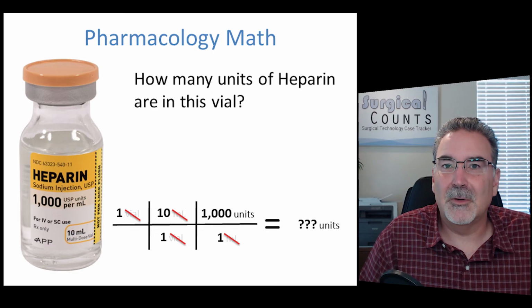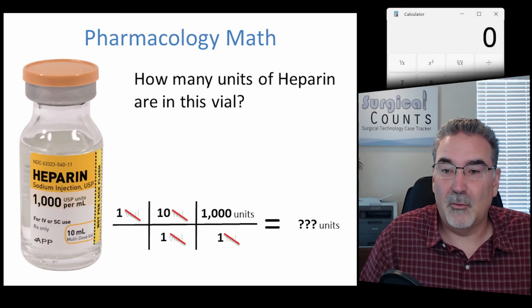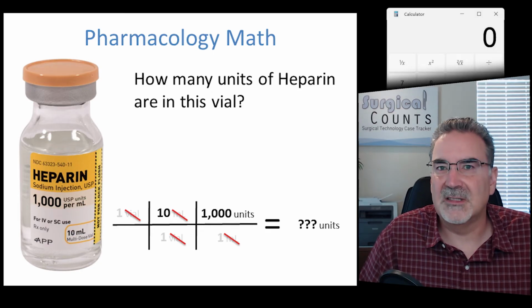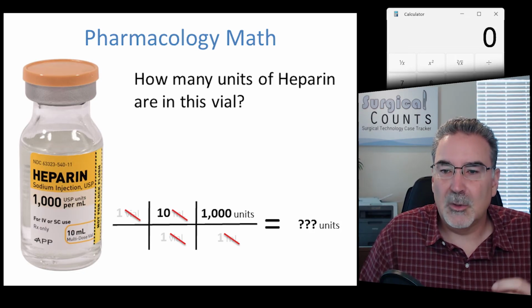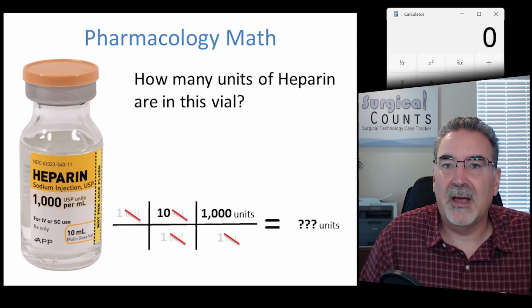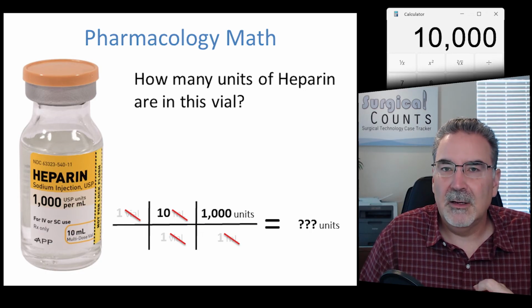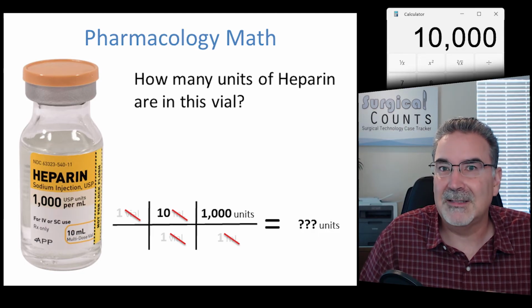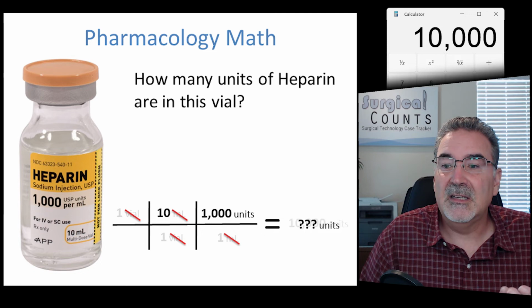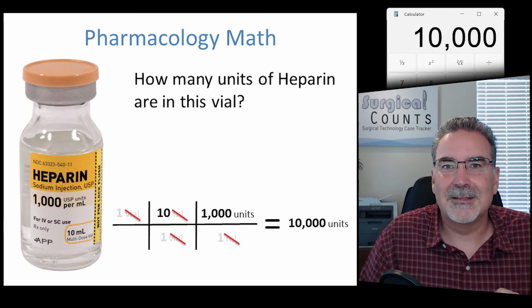Now all we have to do is deal with the numbers. Now look, there's a bunch of ones, so we can ignore all the ones because they don't do anything. And then we multiply everything along the top. So we have 10 times 1,000 equals 10,000. And we divide by everything on the bottom. Well, it was just ones on the bottom, so we can ignore them. So we don't even have to do a divide step. So our answer is 10,000 units.